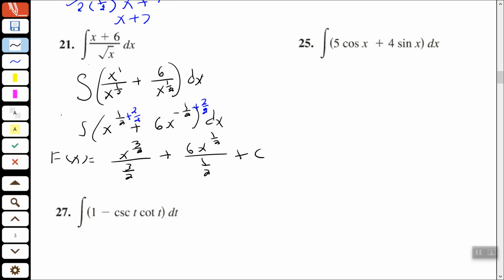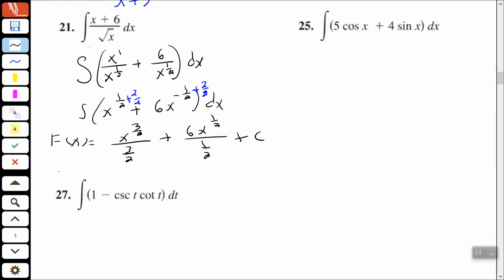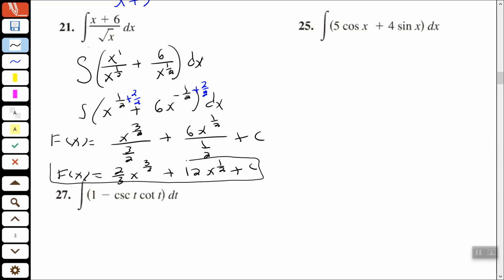And then simplify this a little bit. So if we divide by 3/2, then we're multiplying by 2/3, x to the 3/2. And then here, if we divide by 1/2, then we're multiplying by 2. 6 times 2 is 12, x to the 1/2 plus c. And then you can write that back in radical form, or you should be able to leave it in exponential notation.